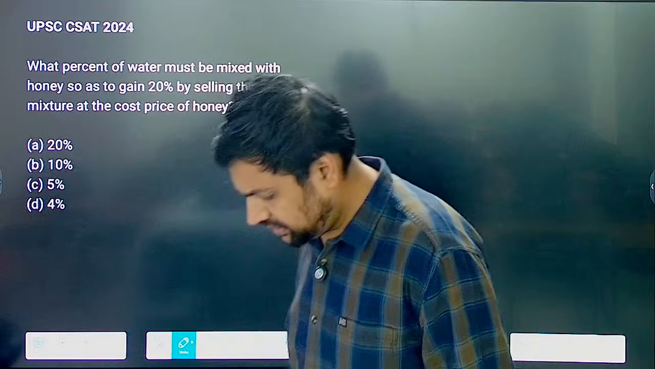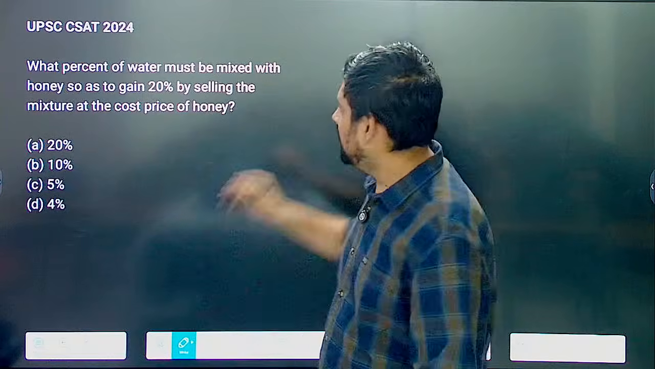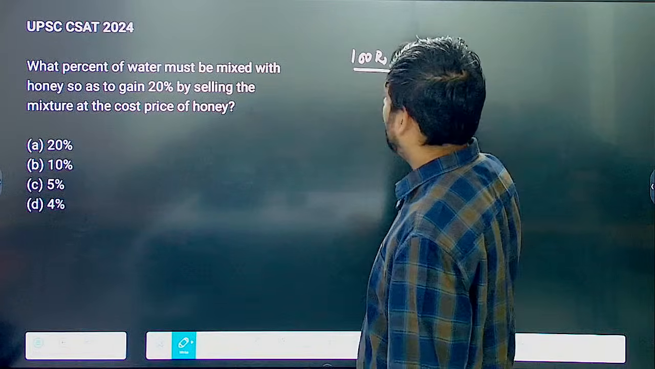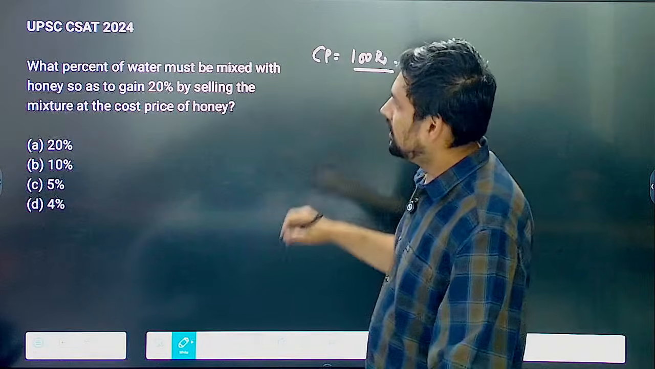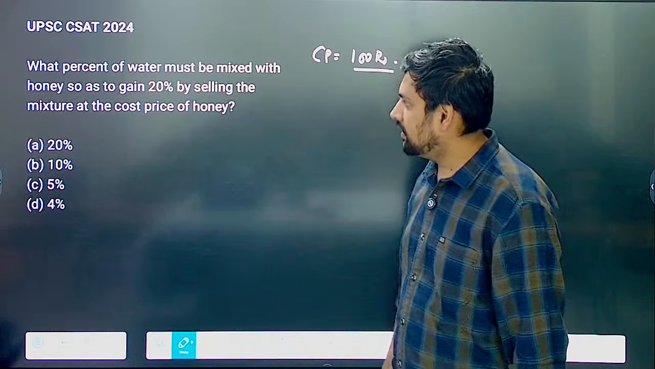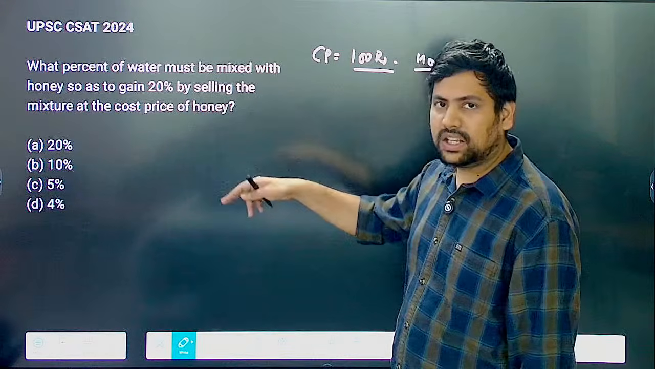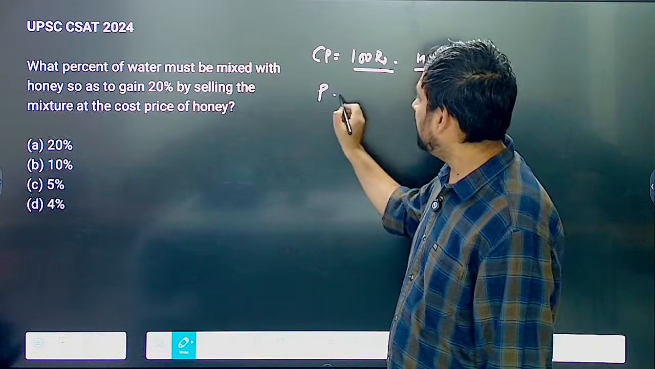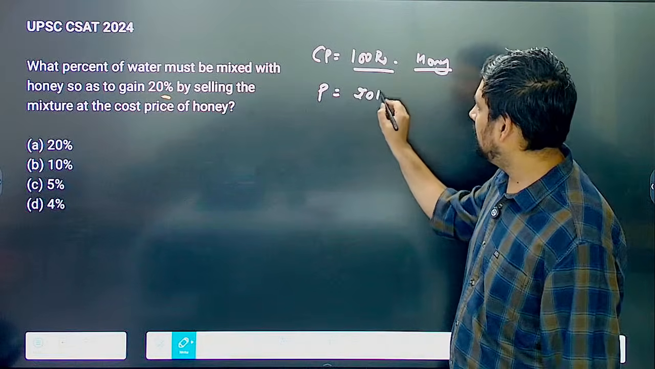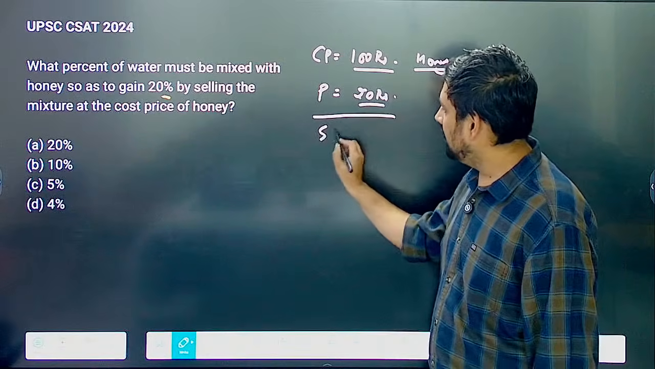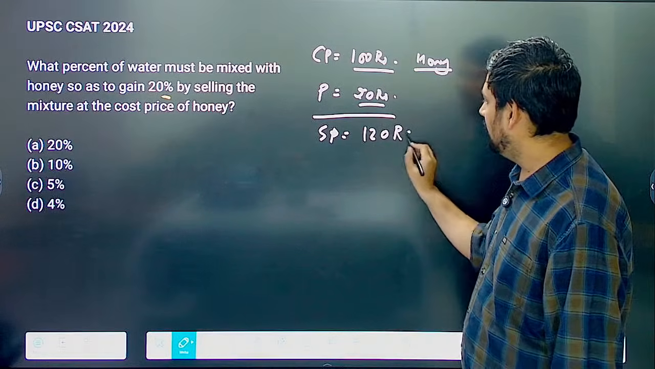Yes, yes, everybody is getting it correct. Of course, if you see, water is of no cost. So if originally 100 rupees honey was there, now this is the cost price, correct? Now how much should he mix it? The profit must be 20% by selling it at cost price. 20% on this cost price is actually 20 rupees, correct? So what should be the selling price? Selling price should be cost price plus profit, that is 120 rupees.